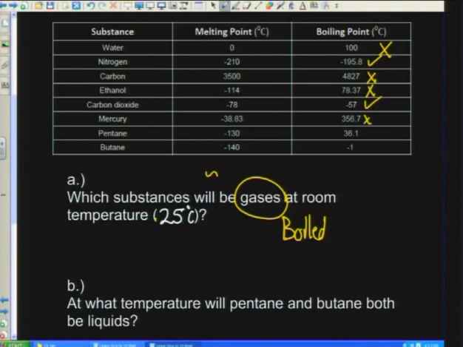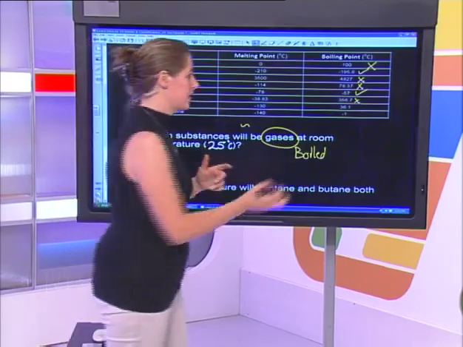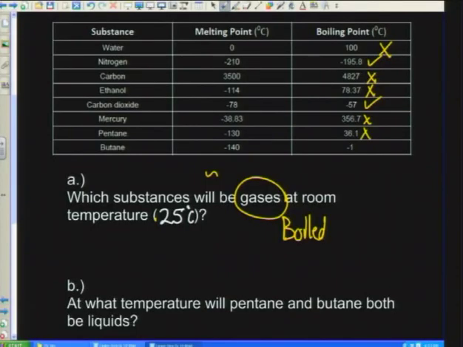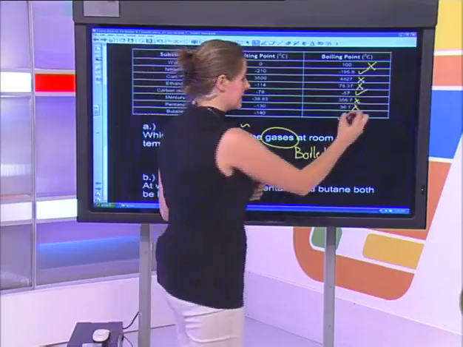Pentane, 36 degrees. Well, it's getting close to becoming a gas. It's certainly still a liquid though. So no, that's not going to be. And butane minus 1 degree Celsius. So yes, it would have already boiled when we get to 25 degrees Celsius.